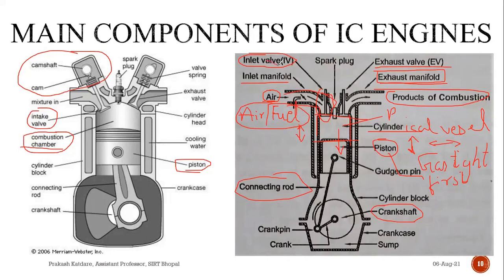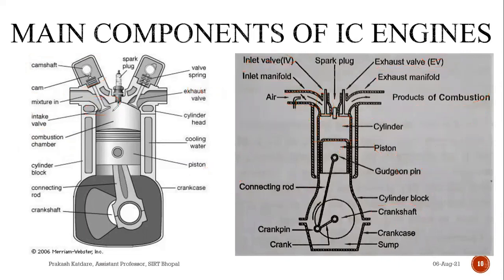Then you have inlet and exhaust valves. These are mushroom-shaped poppet valves. If you look at the shape, it is like a mushroom. Both the valves have a mushroom-type shape. They are provided either on the cylinder head or on the side of the cylinder. In this image, we are seeing them at the cylinder head, but it doesn't mean that they will always be on the cylinder head. They can be on the side of the engine cylinder also.